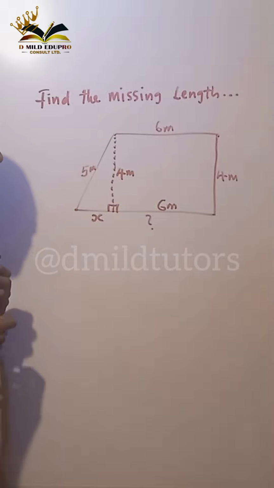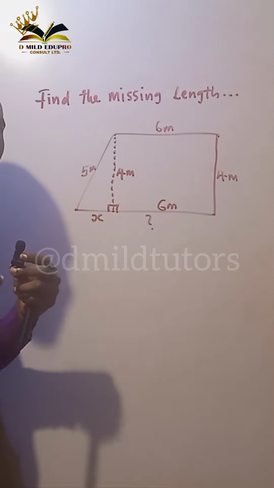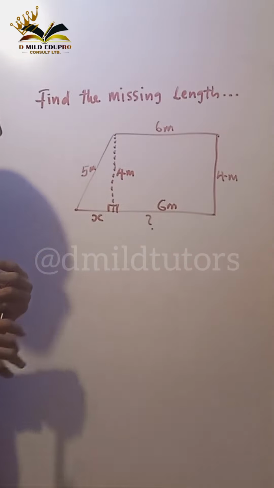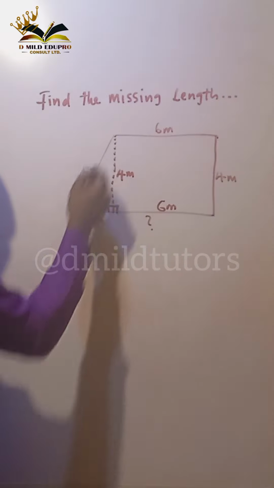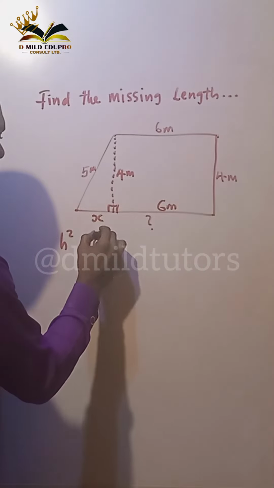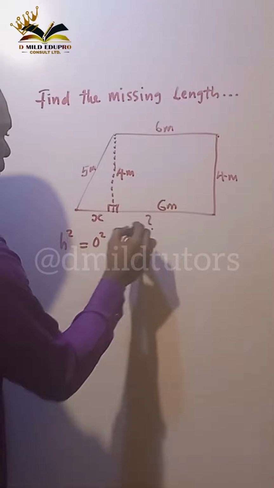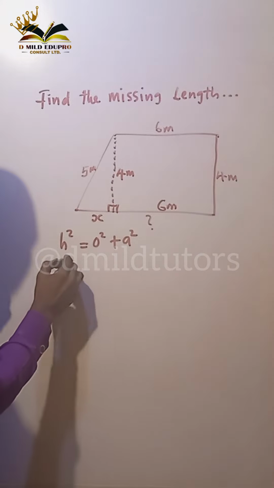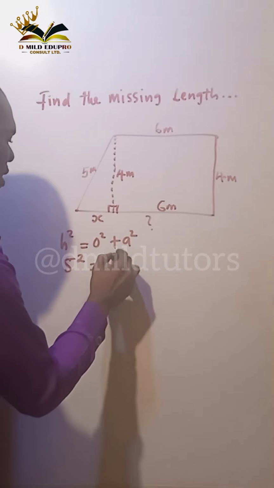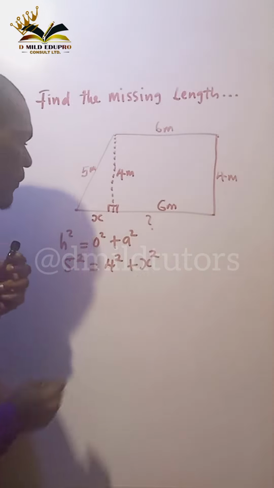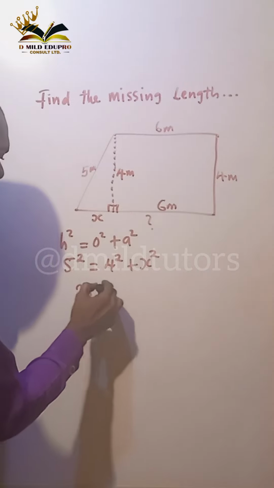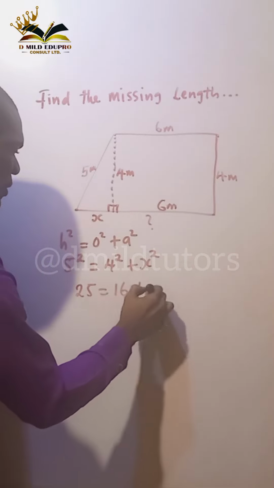And now, what happens when you are looking for a missing part of a triangle, especially when you are given two sides and the third side is missing? We're going to be using the Pythagoras theorem, which says the hypotenuse squared is equal to the opposite side squared plus the adjacent side squared. Here the hypotenuse side is given as 5, and then equals to the opposite side, we can say is given as 4, plus x squared. Is that okay? Now we can collect like terms. 5 squared is 25, equals to 16, 4 squared, then plus x squared.